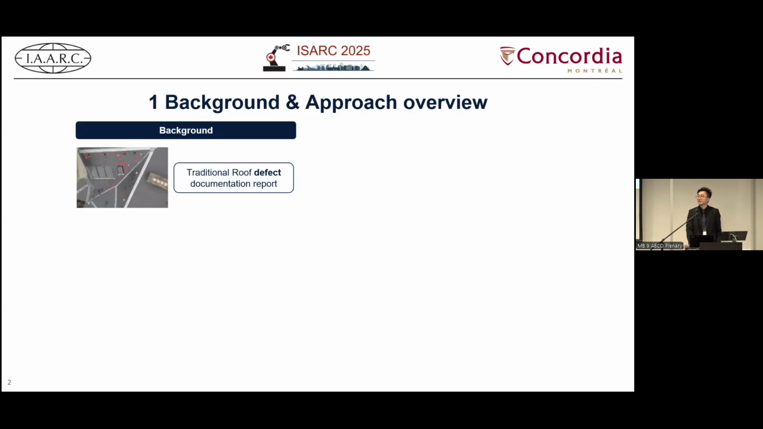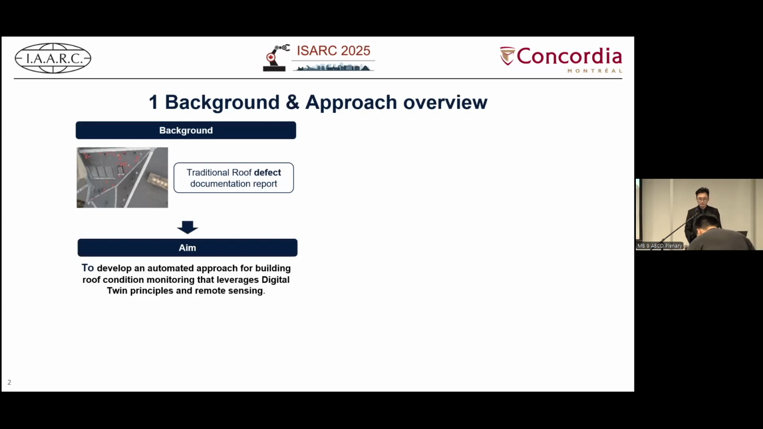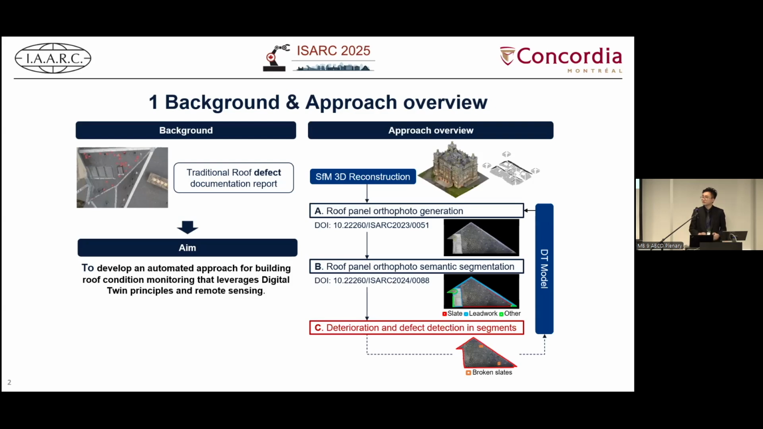So traditional roof defect documentation relies heavily on human labor now, which requires them to locate individual slates and then specify their defect type. So the overall aim of my PhD is to develop an automated approach for building roof condition monitoring that leverages digital twin principles and remote sensing. And you can see the approach overview on the right.